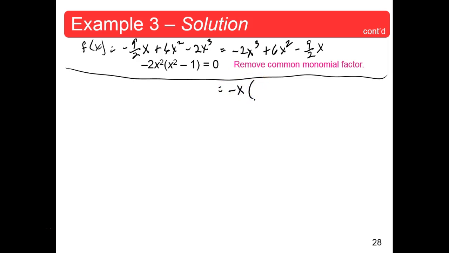What does that leave us with in the first term? 2x squared. Next, minus 6x plus 9 halves. All right. Good job. What's the next thing you would do?